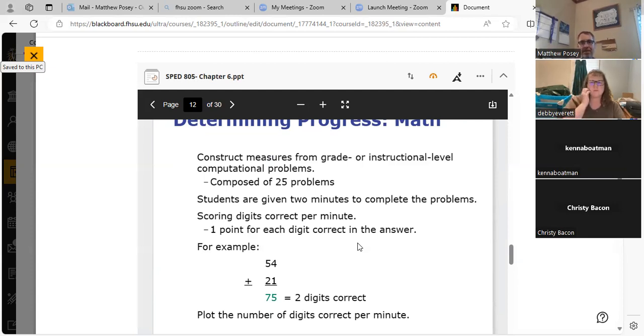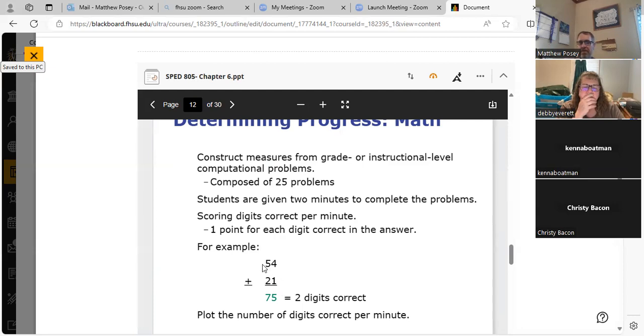Okay, mad minutes. You can give them 1 minute. Get as many done as you can in 1 minute, whether it's multiplication, division, addition, or subtraction, depending on the grade level. On that, you can score digits correct per minute, maybe not necessarily correct problems.